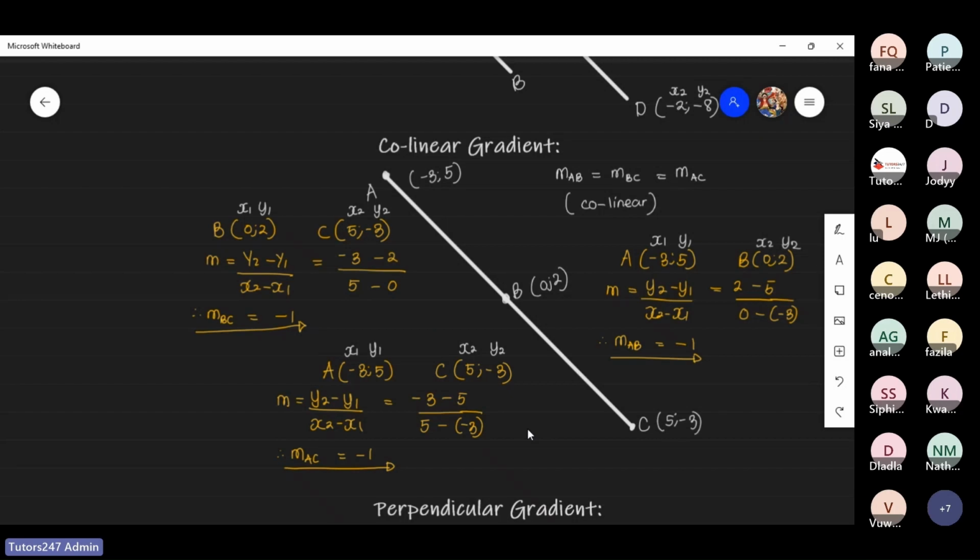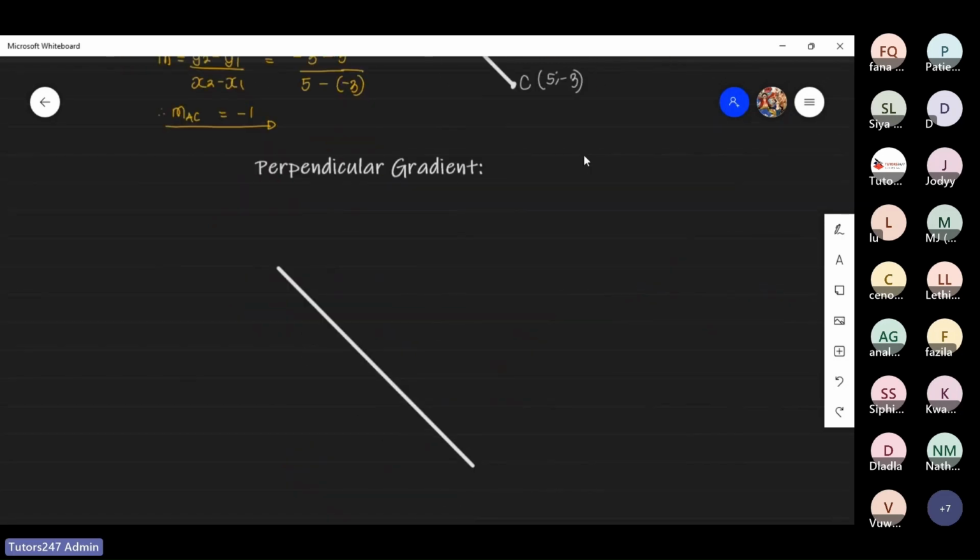In certain questions, you'll see they can give you unknowns, the same way we had unknowns in our midpoint. So you can maybe have the X value of A as an unknown or the Y value of C as an unknown, and you are then asked to calculate it. So you'll use the same method. You'd calculate the gradients, equate them, and solve for the unknown. So let's move on to perpendicular gradients.